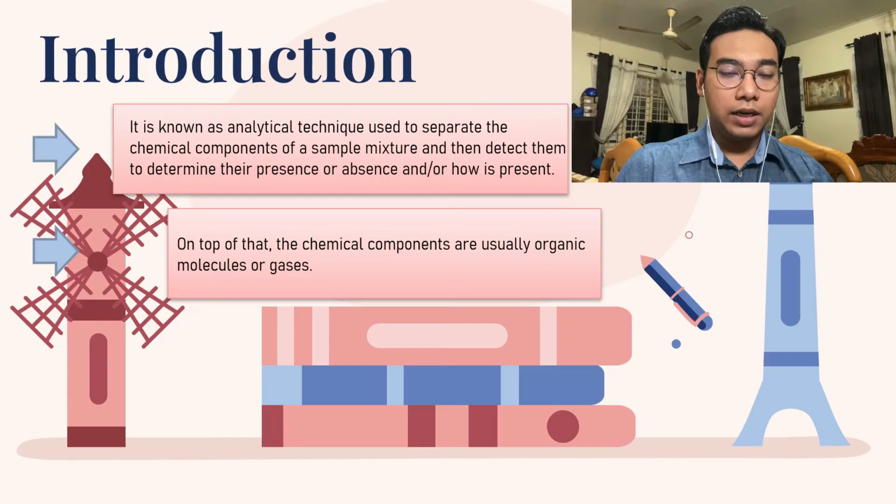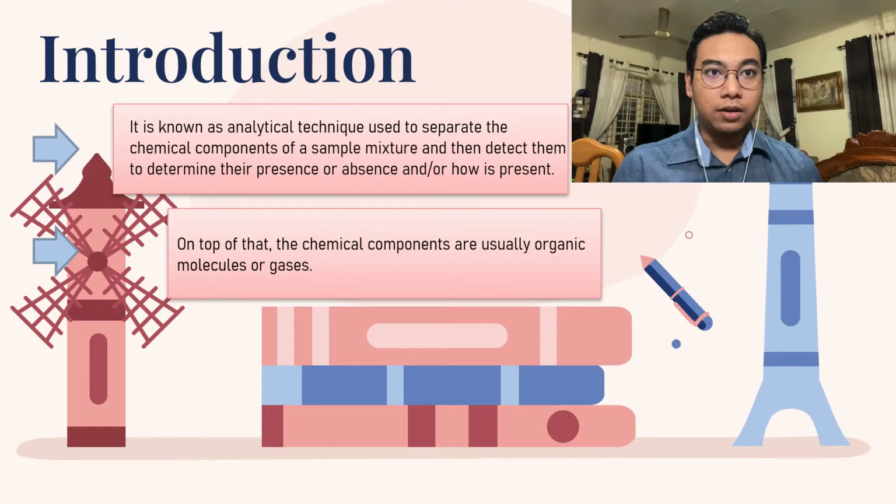Hi, my name is Arash, so I'm going to talk about gas chromatography. Gas chromatography is an analytical technique that is used to separate the chemical components of a sample mixture and then detect them to determine the presence or absence, or how much is present, in a sample mixture. On top of that, the chemical components are usually organic molecules or gases.